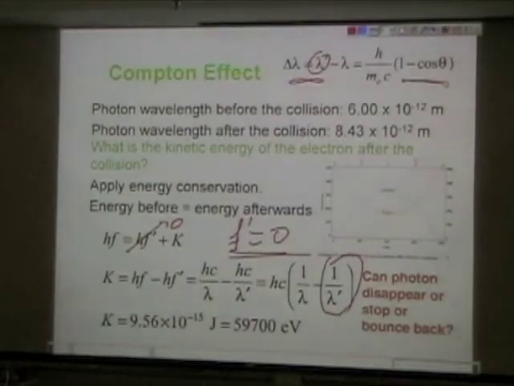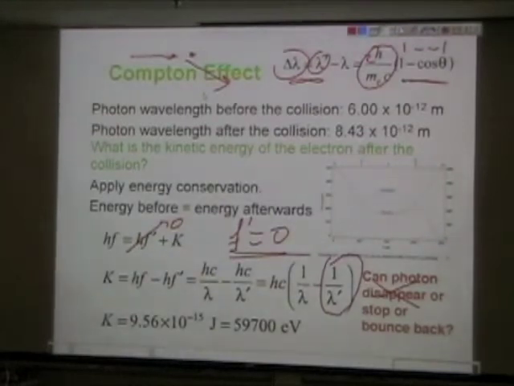Well, the maximum value for this function is 1 minus -1, which is 2. So it's 2h over mc. That's the maximum value for this particular change in the wavelength. So it can't be larger than that. And of course, it cannot be infinitely large. So the electron cannot absorb the whole energy, take away the whole energy from the photon. There is always a photon before and after the collision.